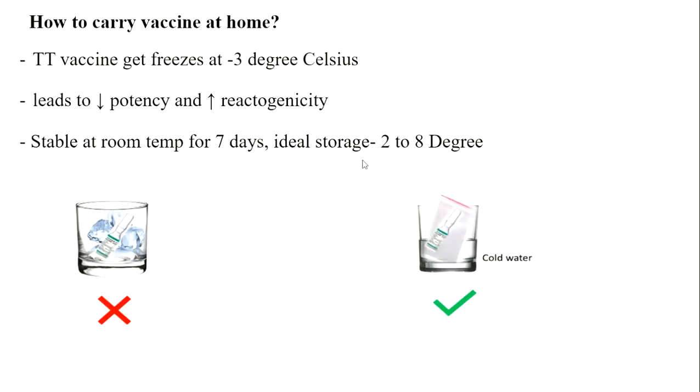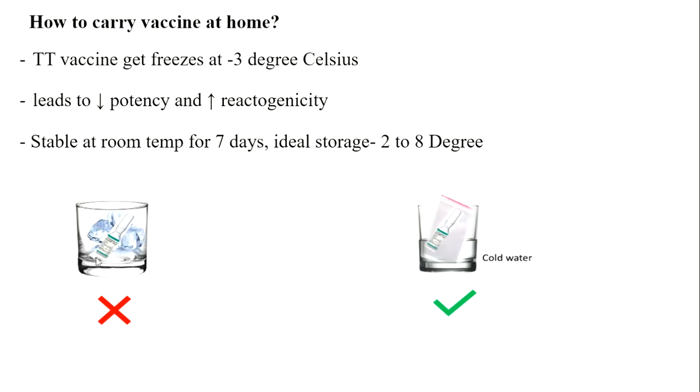So let's see how to carry the vaccine home. Nowadays many patients will purchase the vaccine from a pharmacy and get it injected from a local clinic or sisters or anyone known to them. So we should know the tetanus vaccine freezes at -3 degrees Celsius, and freezing causes decreased potency of the vaccine and increased reactogenicity.